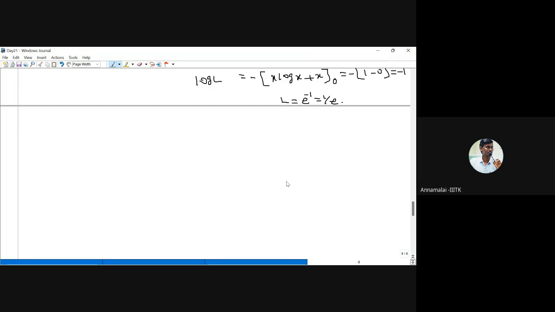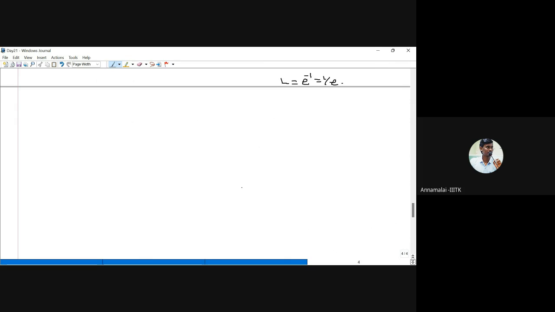Now we state an important theorem. A function is Riemann integrable if and only if we can find a partition P such that U(P) minus L(P) is less than epsilon for every epsilon. That is very important. Another theorem.